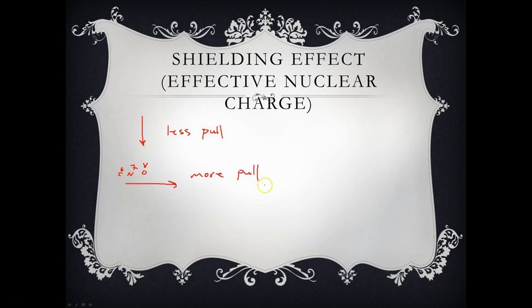Okay, and these two trends, shielding and nuclear pull, nuclear charge, are both going to determine and explain all of our trends. Okay.